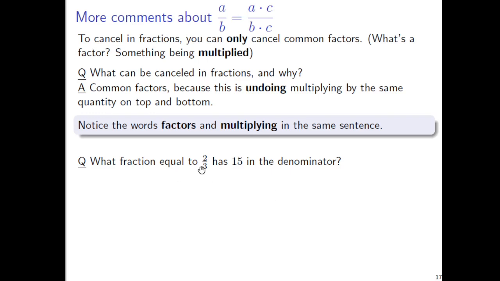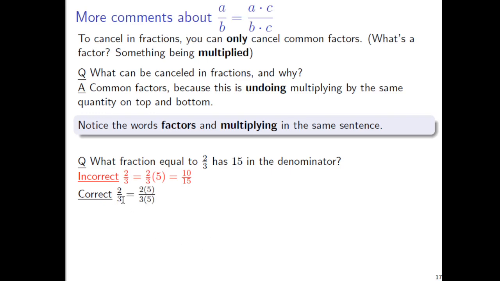But what fraction is equal to 2/3 and has 15 in the denominator? Here's an incorrect way to write it. Sometimes what I've seen people do is start with 2/3 and then they'll write an equals and say 2/3 and then they'll write a 5, perhaps in parentheses, perhaps not. But people will write this to mean that they're multiplying by 5 on top and bottom and write 10 over 15. Now the final answer, 10 over 15 here, is correct. But the notation is not correct.